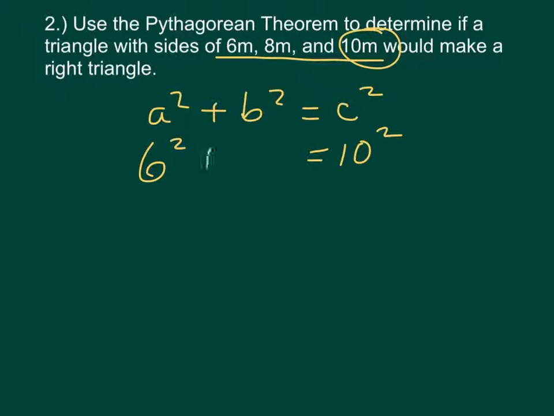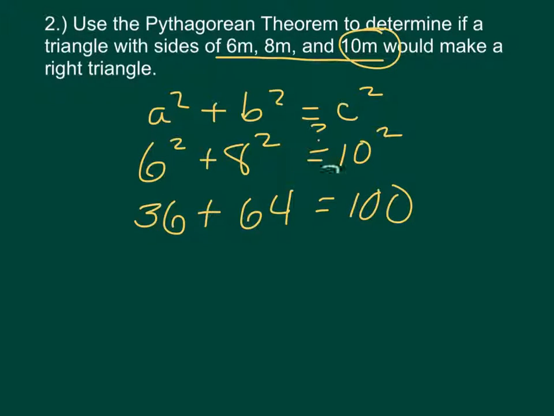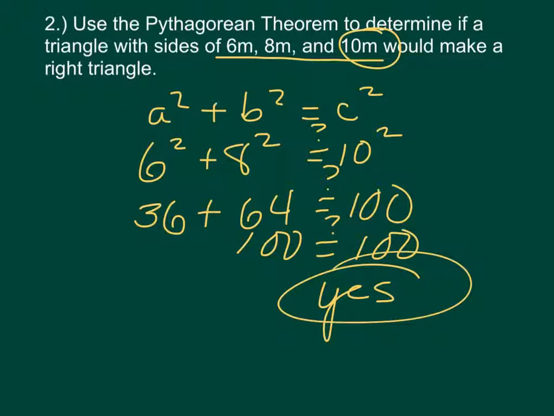So 6 squared plus 8 squared. So 6 times 6 is 36, plus 64 equals 100, and we're testing this to see if the two sides do match. And yes, they do match, so yes, this would make a right triangle.